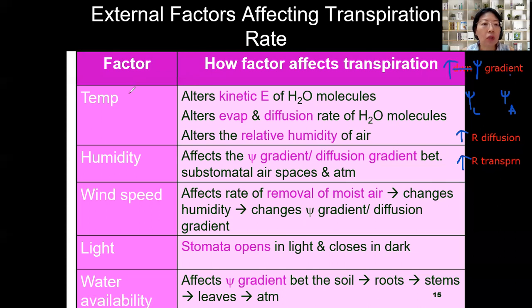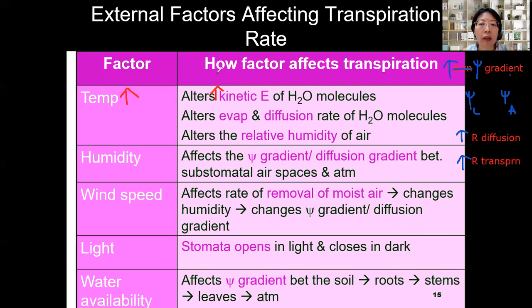Okay, so now let's say, for example, temperature increases in the air. So what happens to the kinetic energy of the water molecules? Increase, yes, correct. So when temperature increases, definitely the kinetic energy of water molecules increases. So instead of the word alter, you need to write the word increase, isn't it? So temperature increases, kinetic energy of water molecules increases.